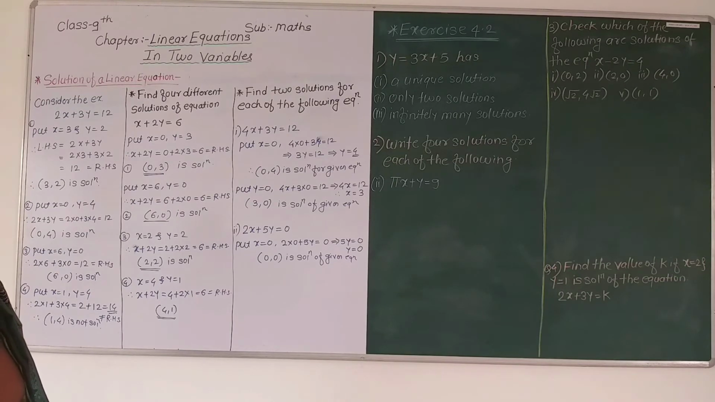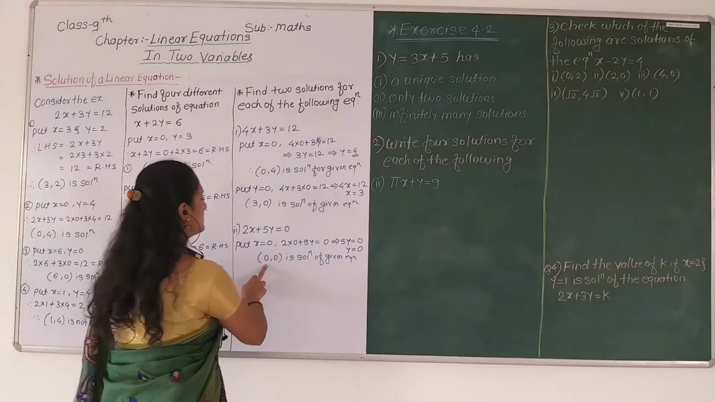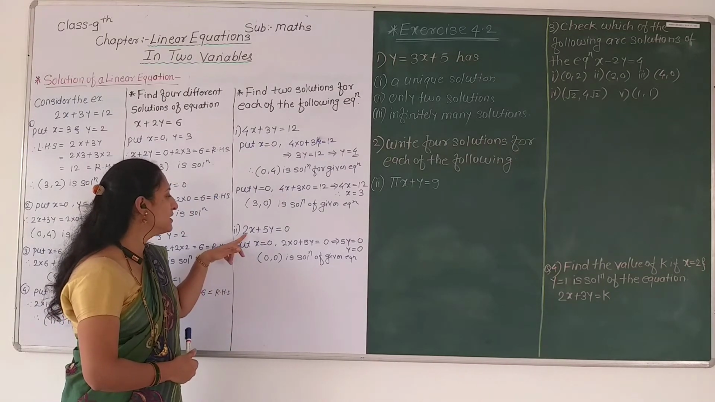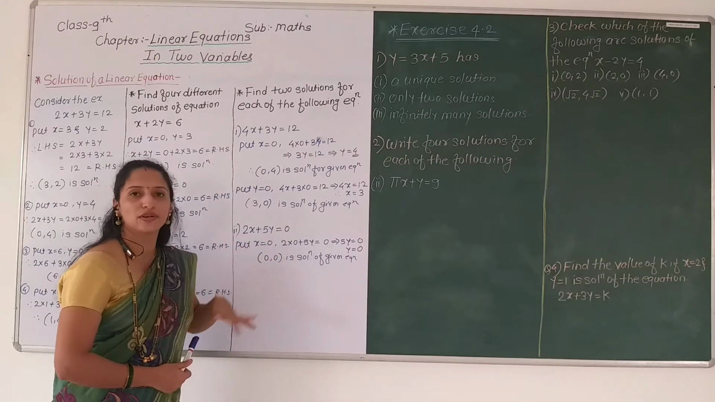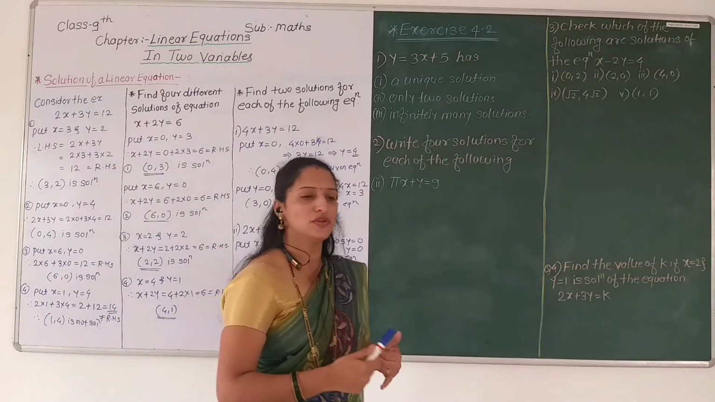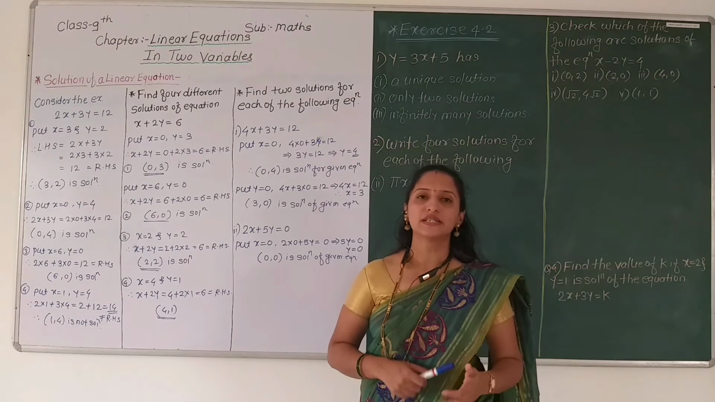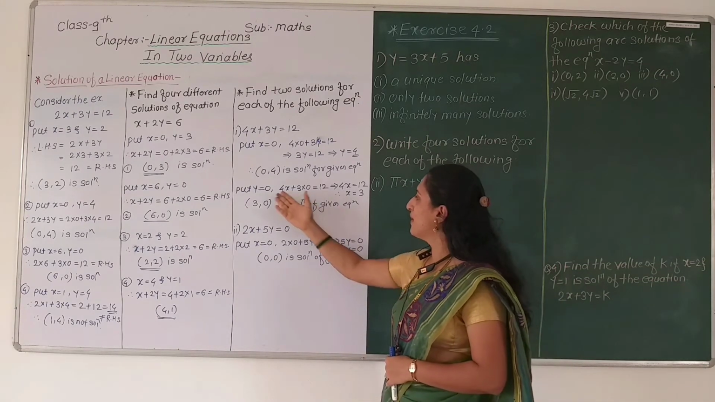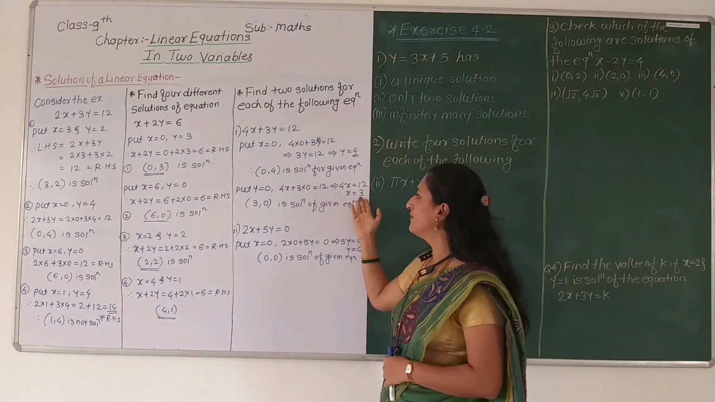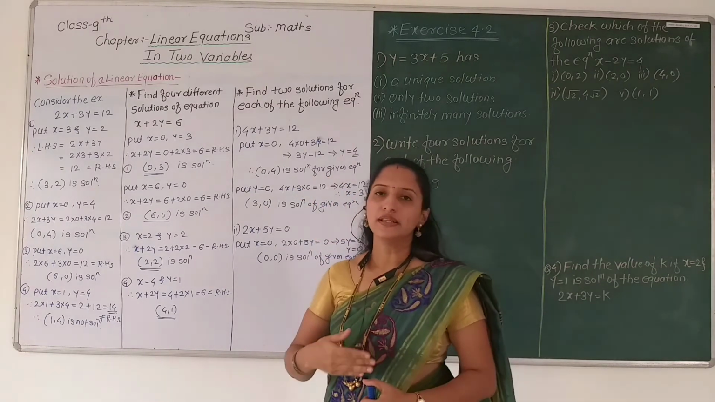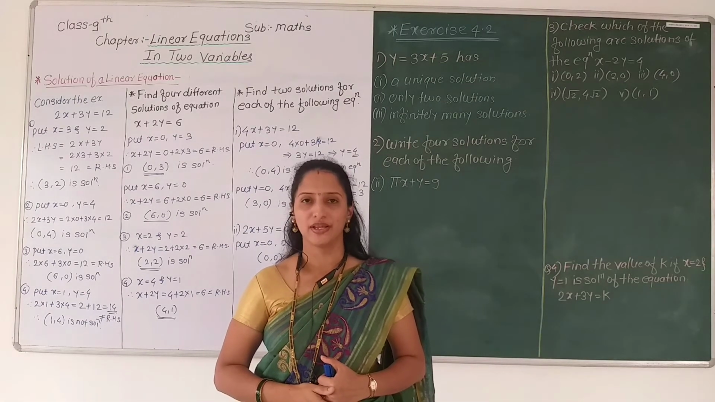Okay, so (0, 0) is only one solution for this equation, since we get 2x plus 5y is equal to 0. Whenever you have to find a solution of a linear equation, just put x is equal to 0 and obtain the value of y. After that, put y is equal to 0 and find the value of x. You get two solutions for every linear equation having two variables.